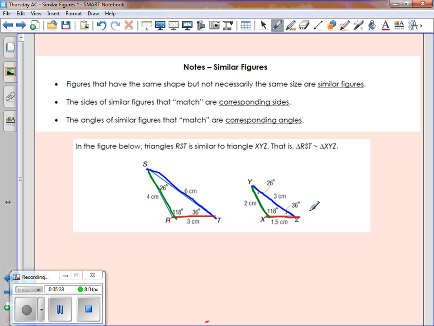And then we also have corresponding angles. And the corresponding angles of similar figures have the same measurement. They match. So this angle here is 118, and so is this one. 26 and 26, 36 and 36. So our sides and our angles correspond, and the angles actually have the same measurement in a corresponding figure.